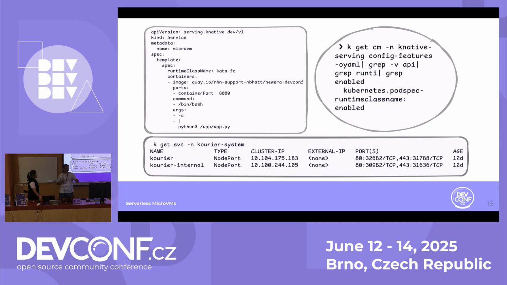First of all, we need to enable the Kata container runtime feature, meaning runtime class. We can see here inside Knative Serving, in the config-features, we need to enable the feature runtime class name. You can see it's enabled. And this is the Kourier system, from kubectl get svc. Kourier is the ingress gateway for the Knative Serving application side. So traffic goes via Kourier internal, and then it is sent to the pods.